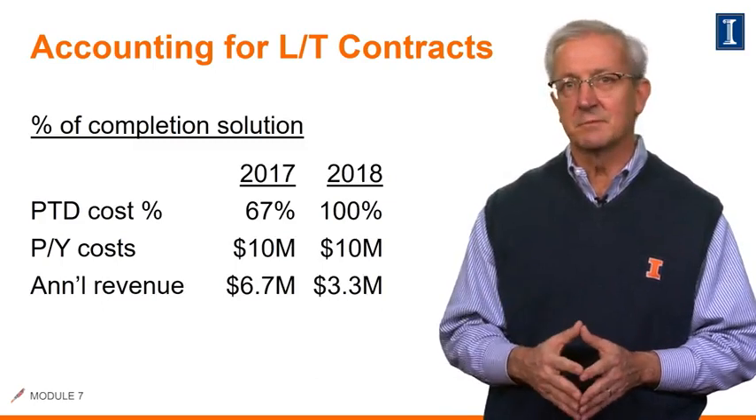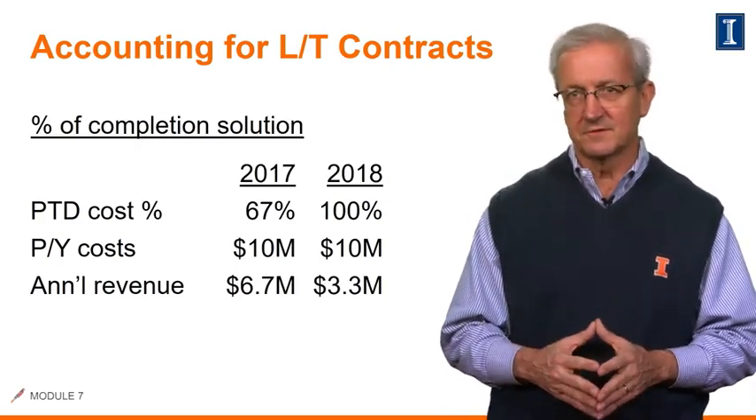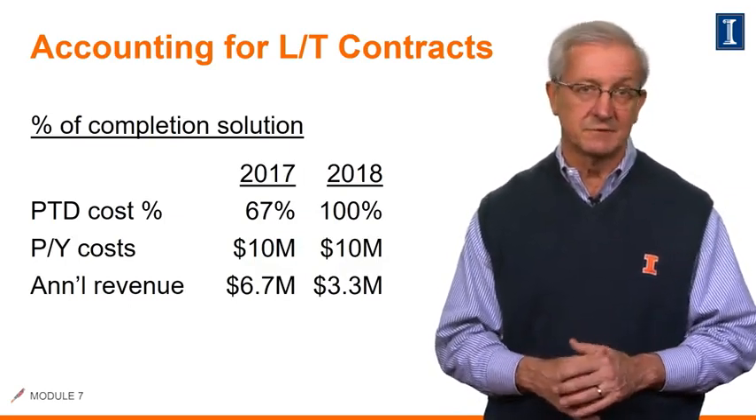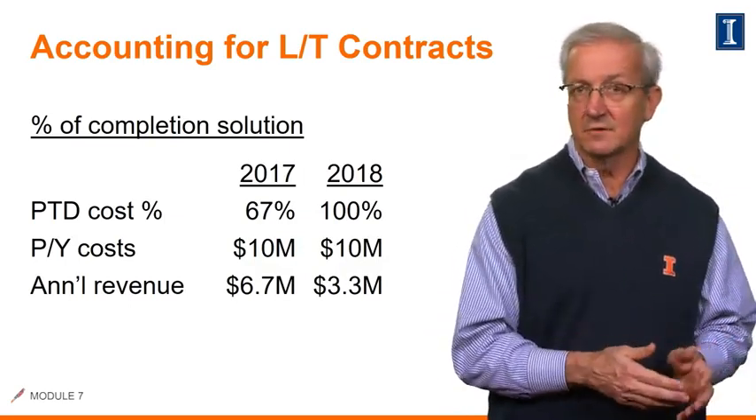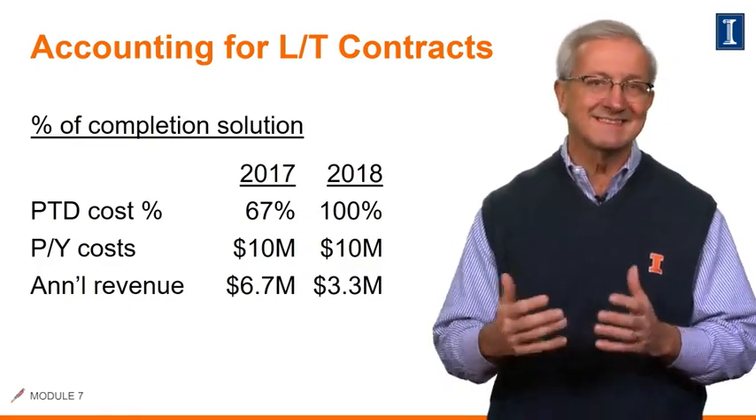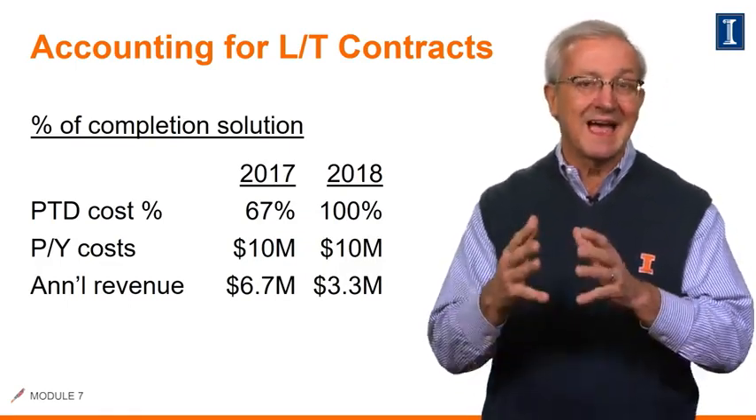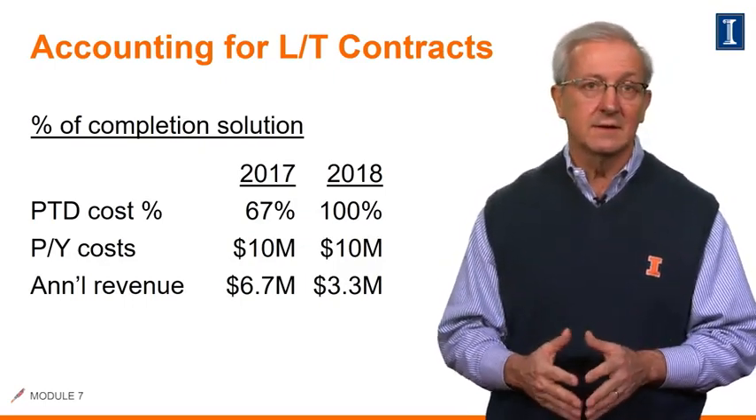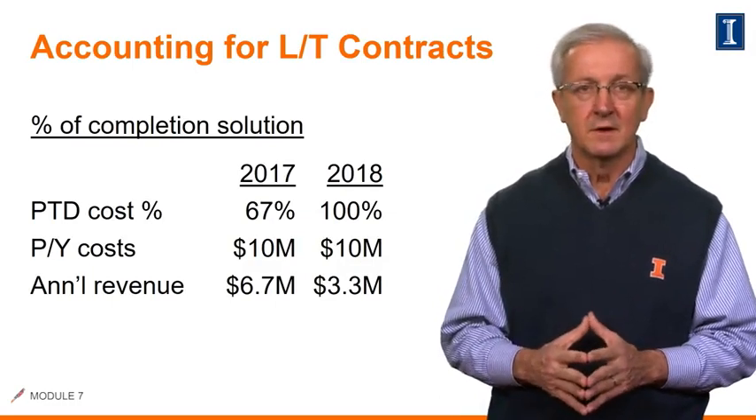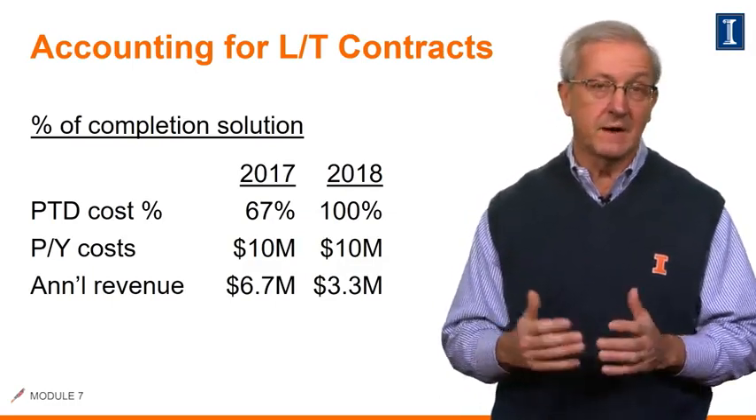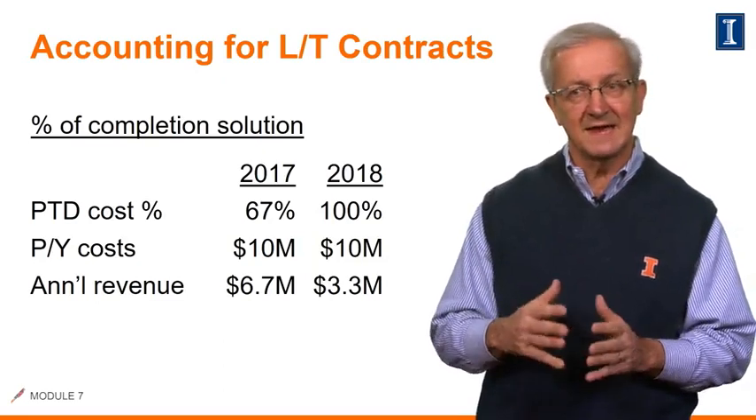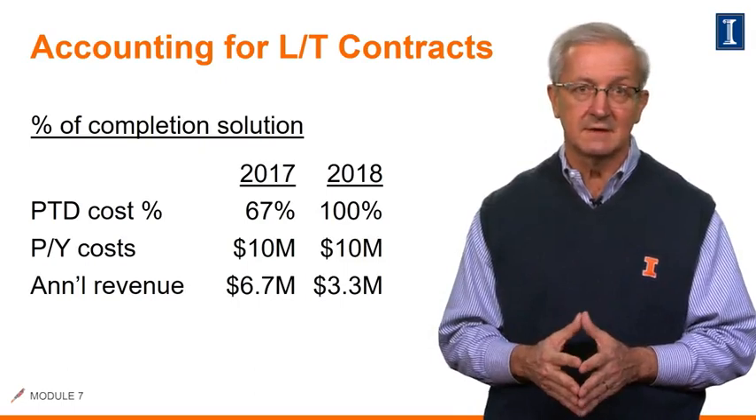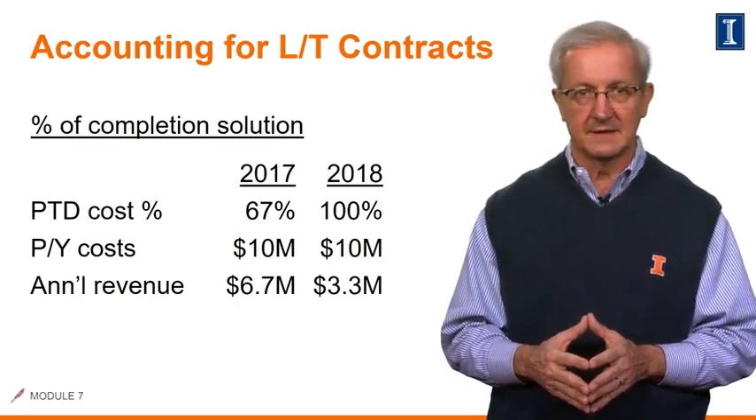Now this slide reflects the project-to-date cost percentages for each year as follows. In 2017, it's 67%, which is calculated as the $5 million cost incurred we just talked about, divided by the $7.5 million total estimated cost at that point in time. And then, of course, in 2018, which is the end of the contract, it is going to be 100% all the time. If I multiply those 2 percentages by the $10 million contract price, it results in the annual revenue recognition of $6.7 million in 2017 and $3.3 million in 2018.